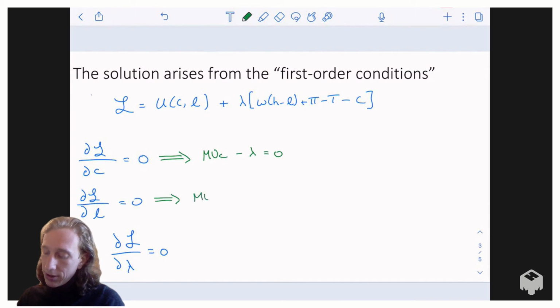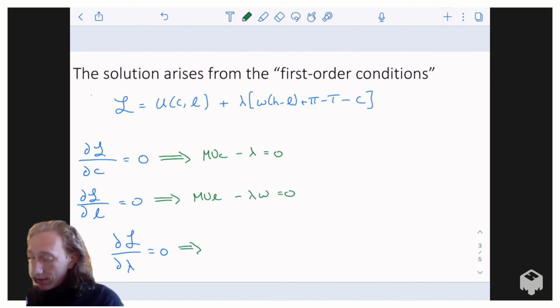And similarly for my second condition here, I would get the marginal utility of leisure. So I'm taking the derivative now with respect to L, leisure. The first term here is the marginal utility of leisure. And then leisure also appears in the constraint. So taking the derivative of this second term with respect to leisure would give us negative lambda W is equal to 0.